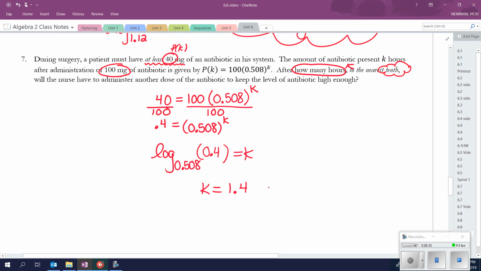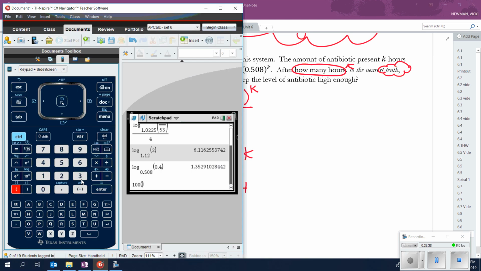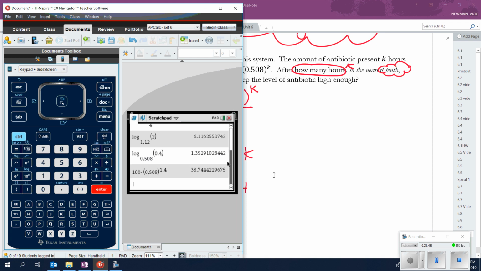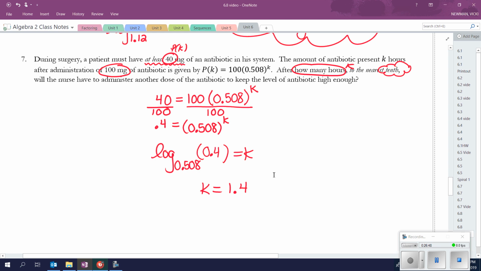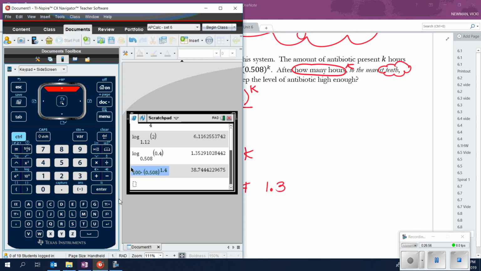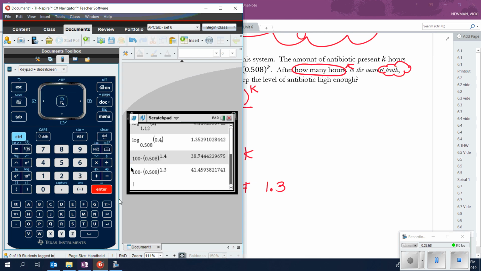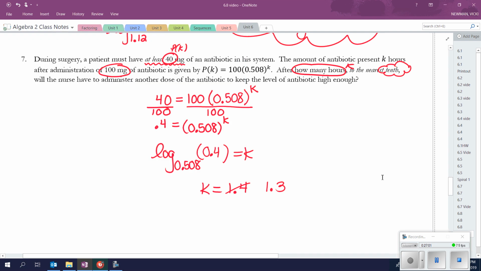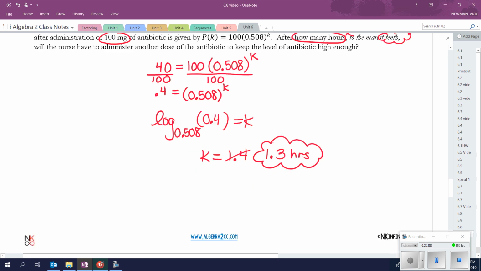So let's see if that works. At 1.4 hours, he's got 38. So let's say 1.3 will round down. 1.3, because we don't want him to get sick. Let's see here. Copy that. There we go. Okay, because he has to have at least, so 1.3 hours. Because once he gets to 38, it's gone too low. Okay, so let's go to this.